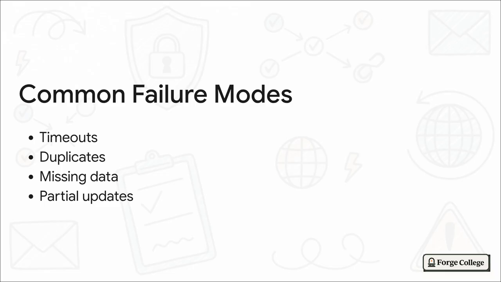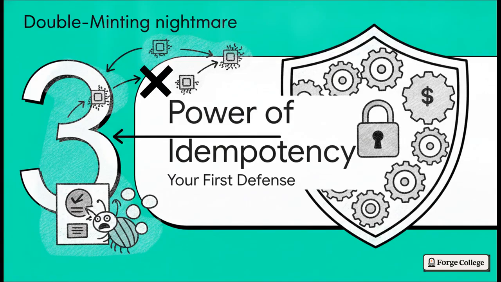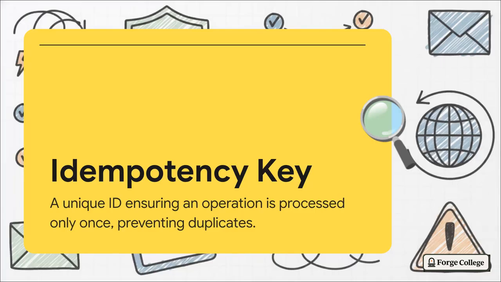If we aren't incredibly careful, these scenarios cause those dreaded incorrect state changes. I mean, imagine accidentally minting funds twice. Literally a nightmare. Section 3. The power of idempotency. And this brilliantly illustrates how we stop that double minting nightmare: an idempotency key.